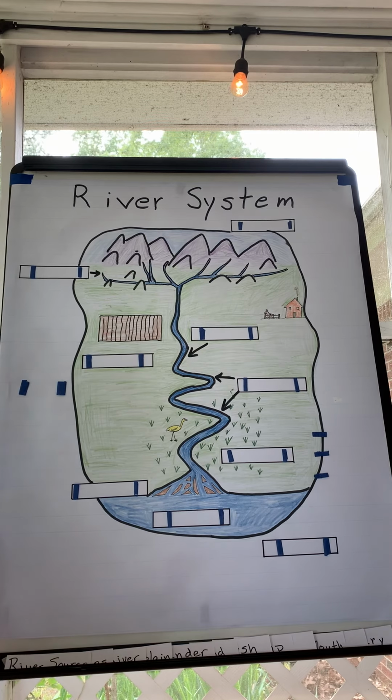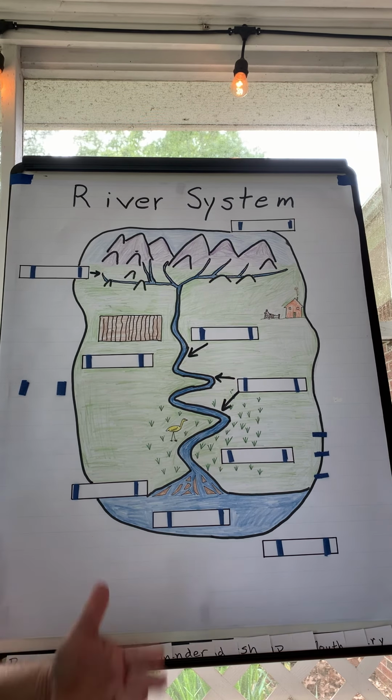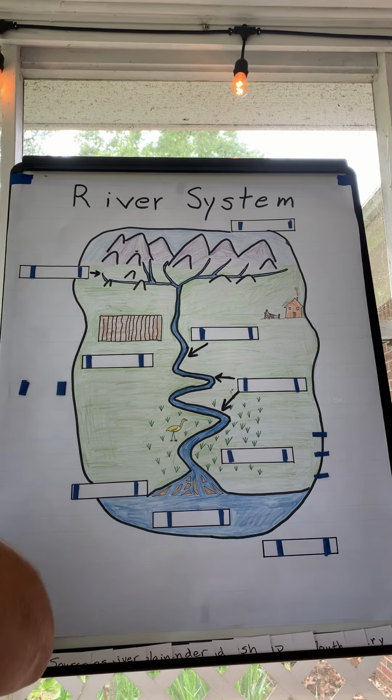Anyway, today we're going to be talking about watersheds again, and one of the major important parts of a watershed is the river system. It has a lot of different parts, so we're going to start at the beginning, go on to the end. There will be questions, so you might want to pay attention.